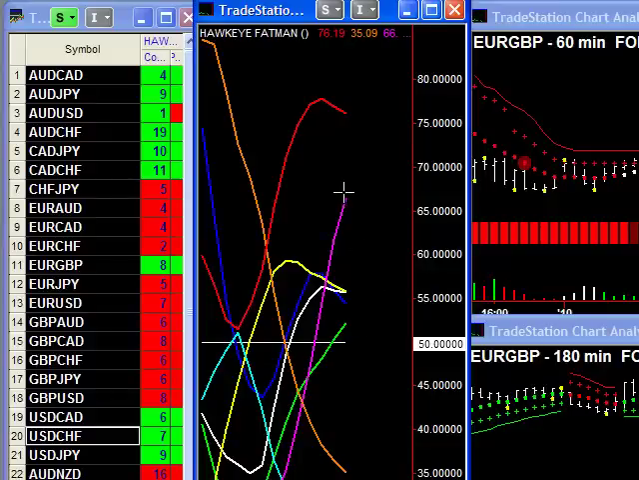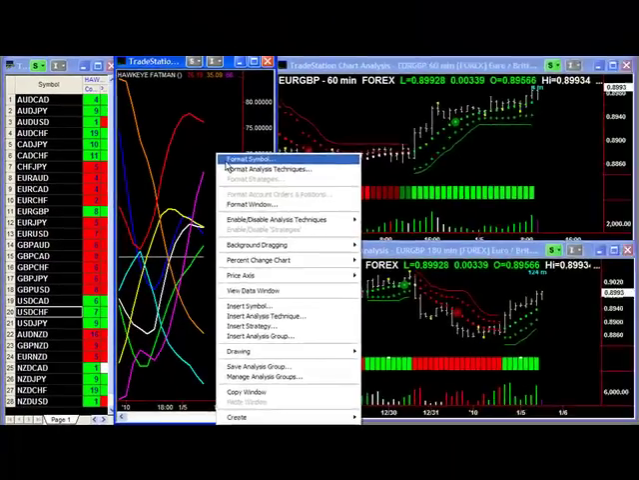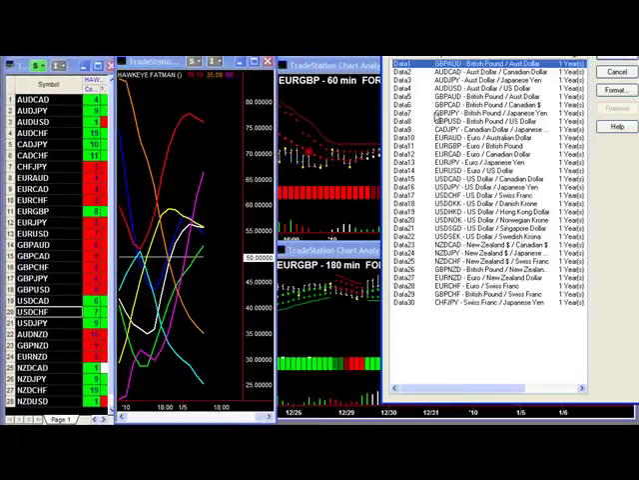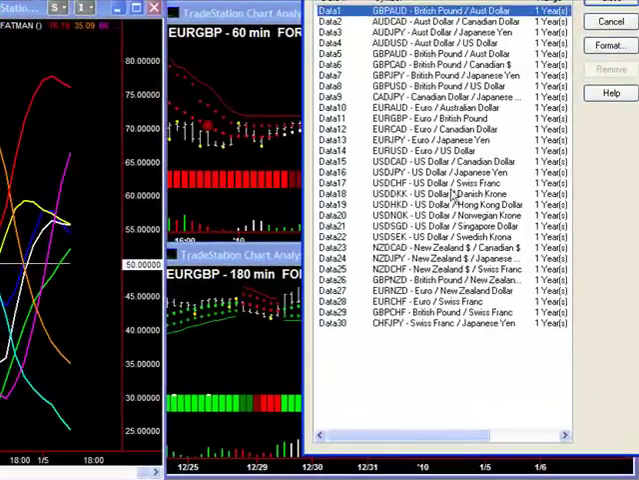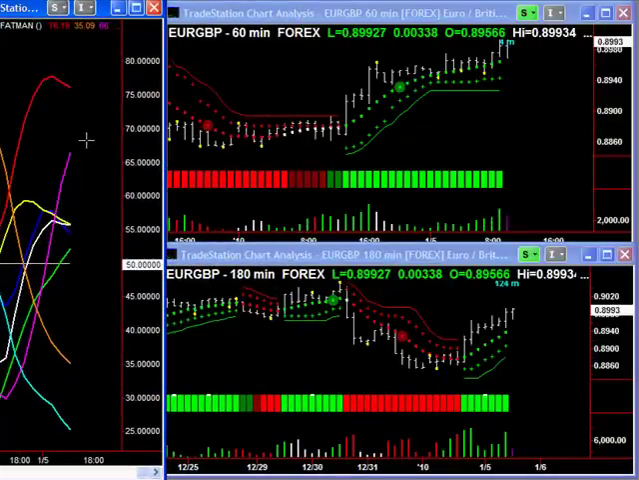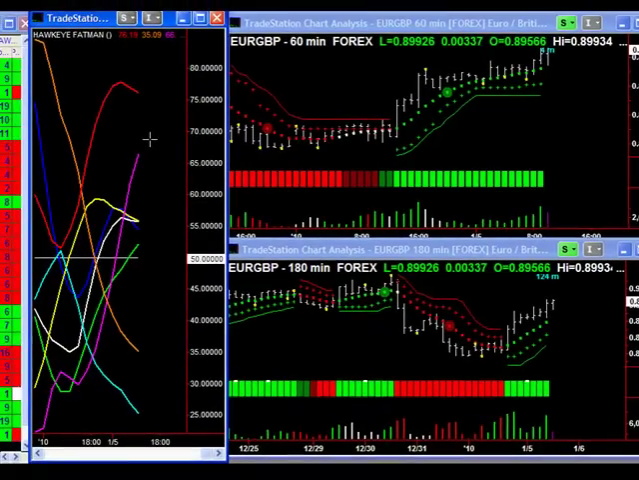What I have done is taken every currency swap there is and divided them into each other, and then I've run the Hawkeye trend through them. And that then shows me the overall bias of each currency.